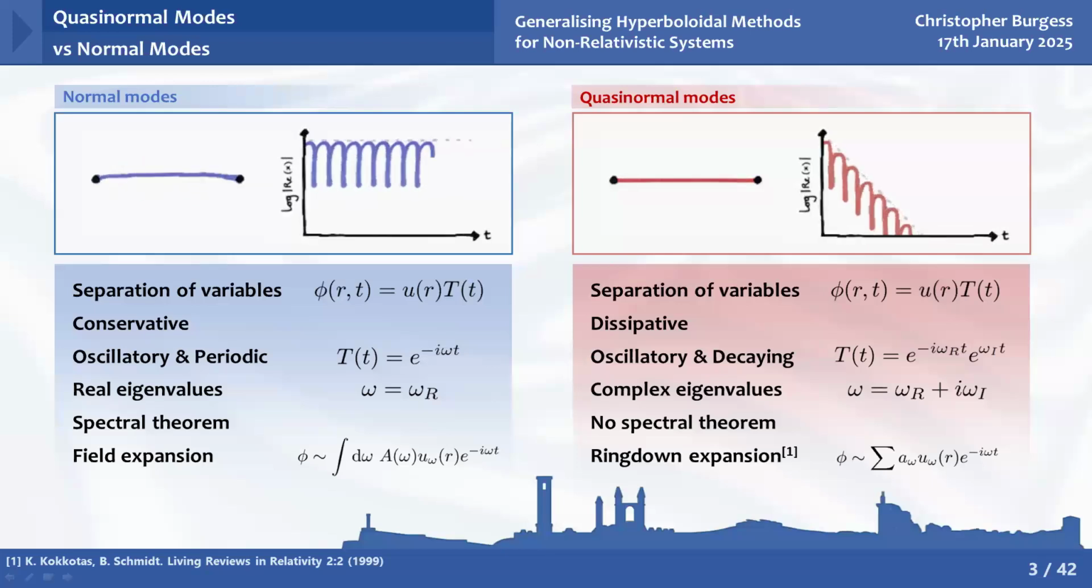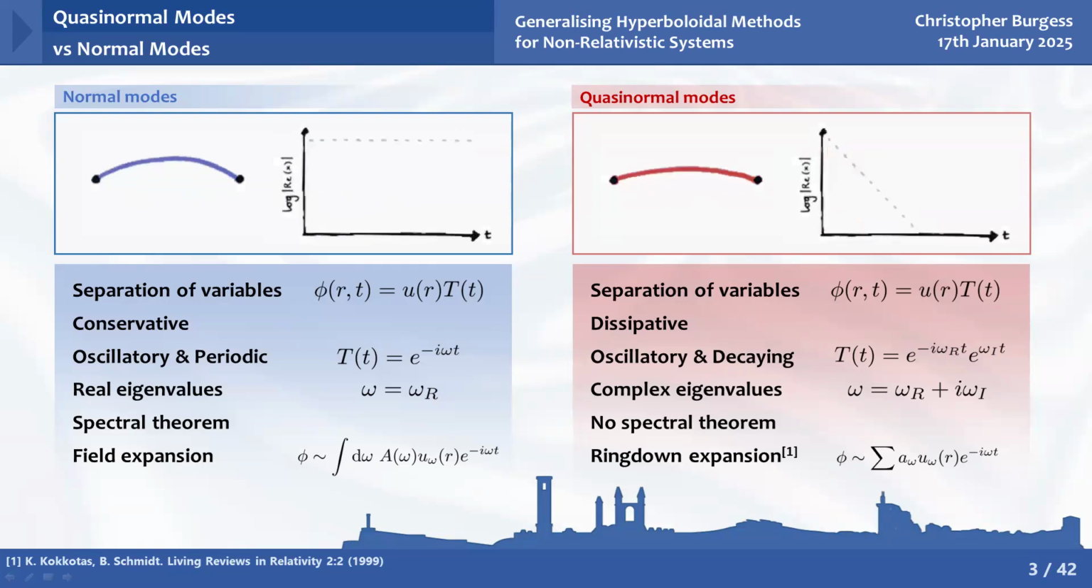In the case of quasinormal modes, by analogy, we now have a dissipative system, and so we can still do a separation of variables, but this time part is decaying, and this means we're describing it with a complex eigenvalue, where the imaginary part is describing this decay rate. We no longer have a spectral theorem, and we can't do a full expansion of the field in terms of these quasinormal modes, but we can do a partial expansion for the dominant part of a perturbative response, and this is a so-called ring-down expansion. So these are quasinormal modes.